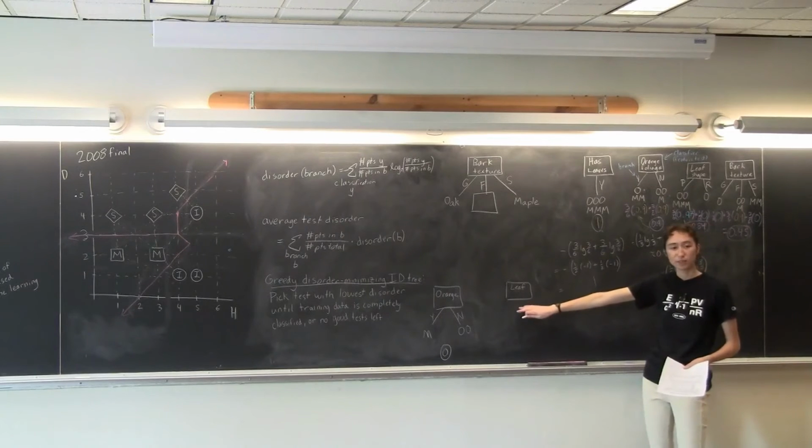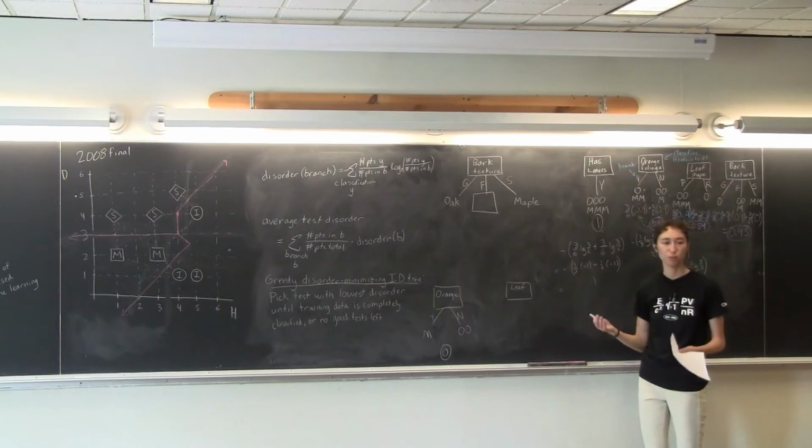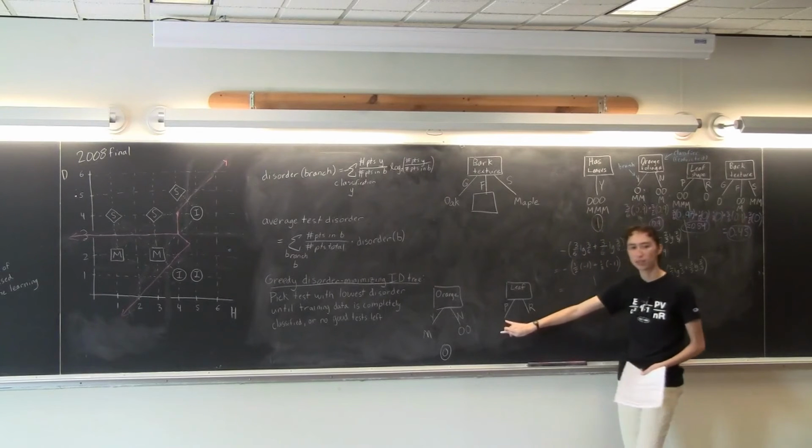And so we can try leaf shape just to see if we can get a better disorder. Disorder will never be negative, but maybe they'll both be equally good. So leaf shape, we have pointy and rounded. What would be in the pointy branch?